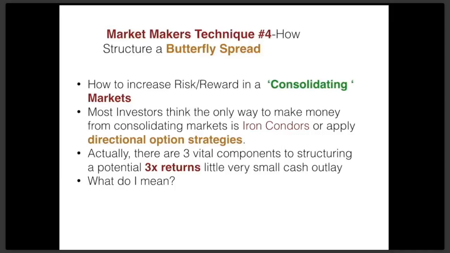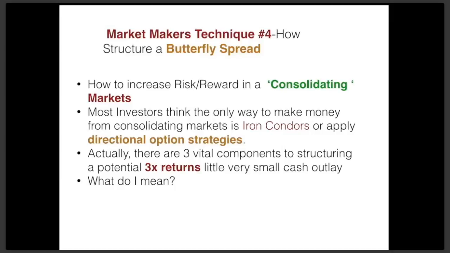Now, for most stock investors, let's say you're a stock investor, when it comes to consolidating markets, most of the time you cannot do a lot when it comes to markets like this. Probably you just keep your stock, waiting for the markets to move higher. So, when it comes to options, most investors think the only way to make money from consolidating markets would be buying condors, or applying directional option strategies.